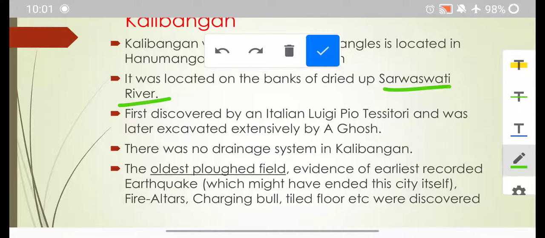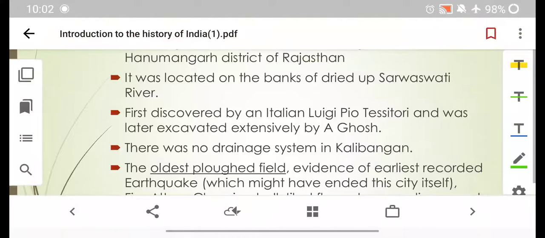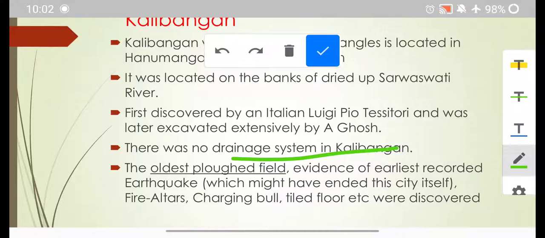Kalibangan is located near the Saraswati River, but it has dried up. In Kalibangan, no drainage system is there.